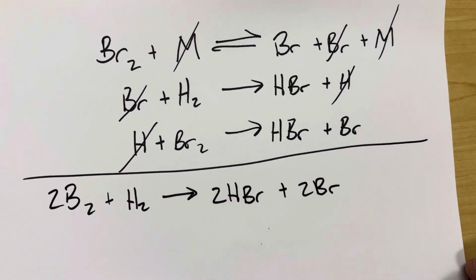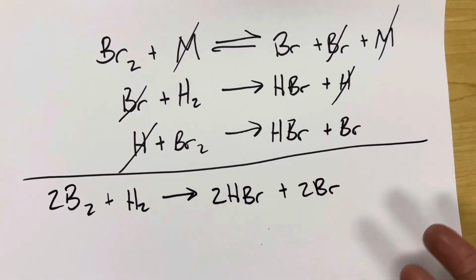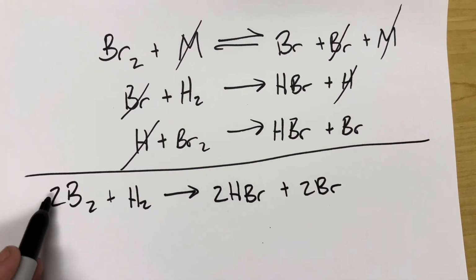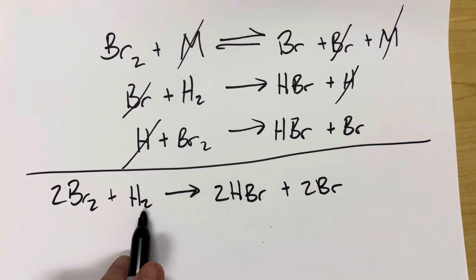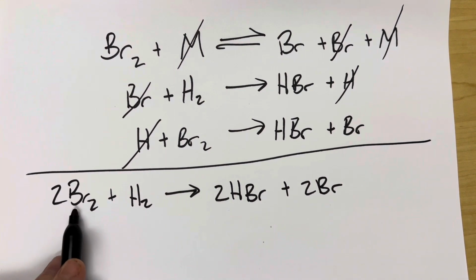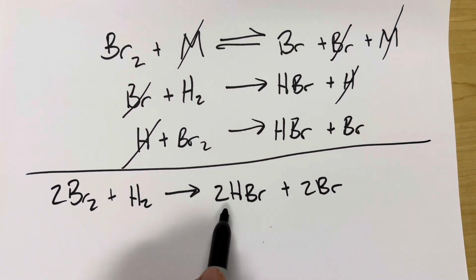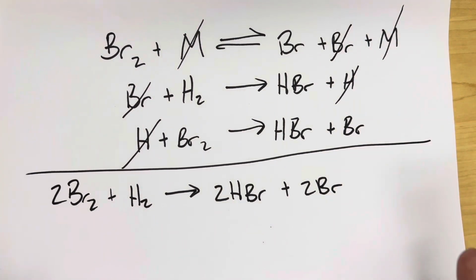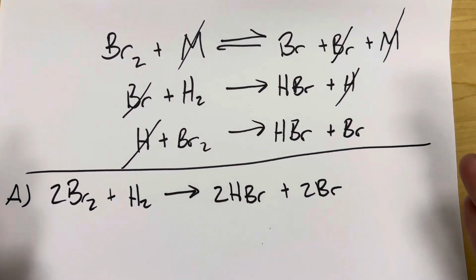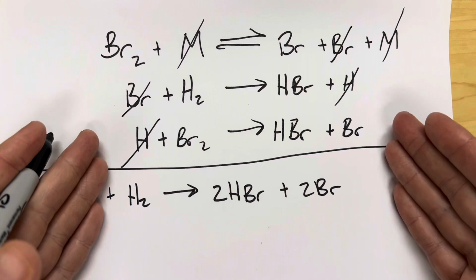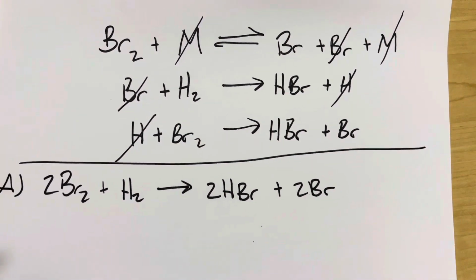All right, I like to make sure that it's balanced, just to see if it makes sense. So over here I got 2 times Br2, which would give me 4, plus 2 hydrogens. So I got 4 Br and 2 hydrogens. Over here I also have 1, 2, 3, 4 Br, and I have 2 hydrogens. So that's good news. It's balanced. That helps. So this is our answer to A. That is the overall reaction. We added up each of the elementary steps and we got the overall reaction.